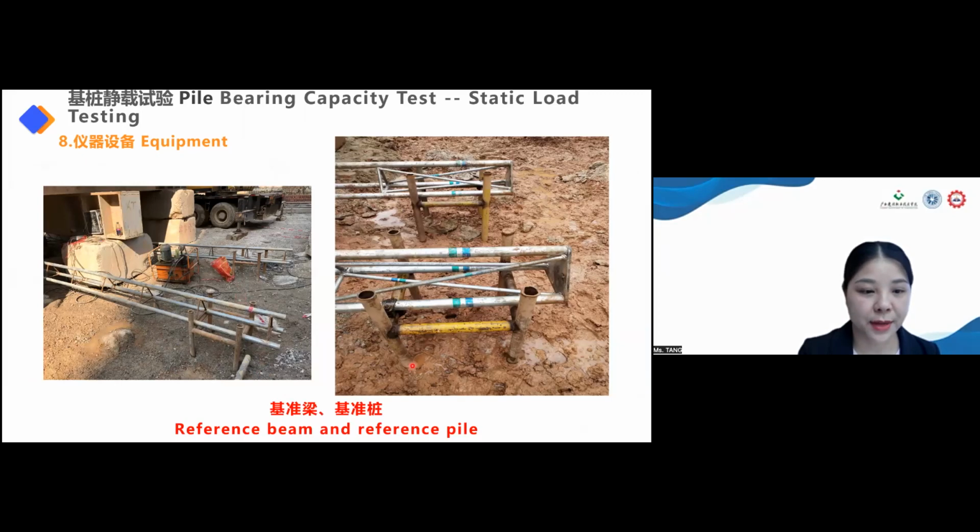The reference beam and the reference pile. The reference beam shown in the figure used a triangular truss to meet stiffness requirements.